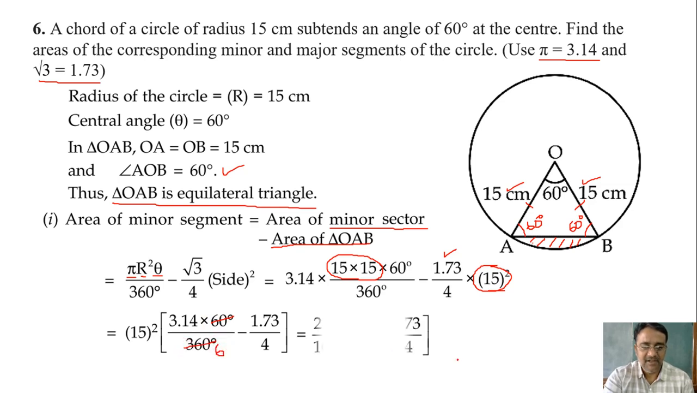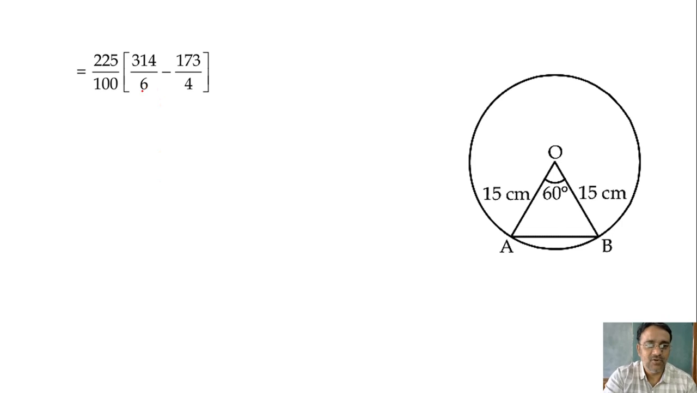6. So 225 upon 100, ये वाला दो डेसिमल निकालने के लिए 100 से मल्टीप्लाई डिवाइड किए. Okay. Now 225 upon 100, 314 upon 6 minus 173 upon 4. Now we'll take LCM here. LCM लेंगे. So LCM is 12, तो इसको 2 से इंटू करेंगे और इसको 3 से इंटू करेंगे.